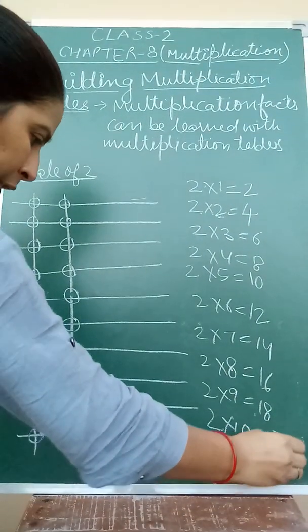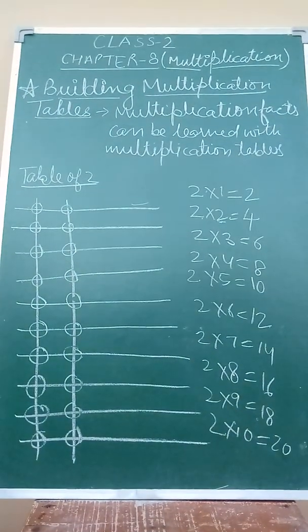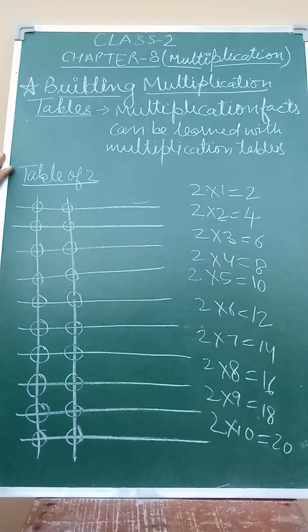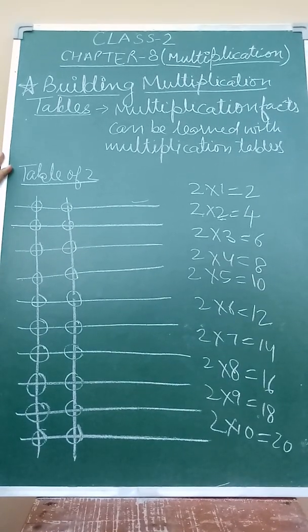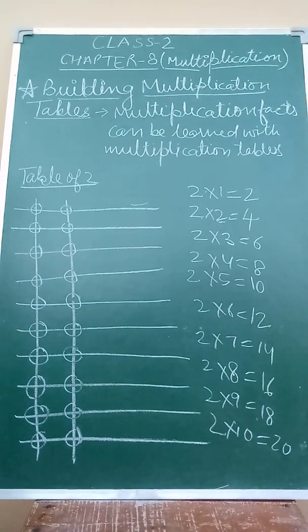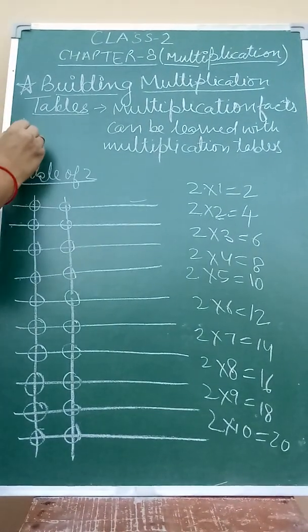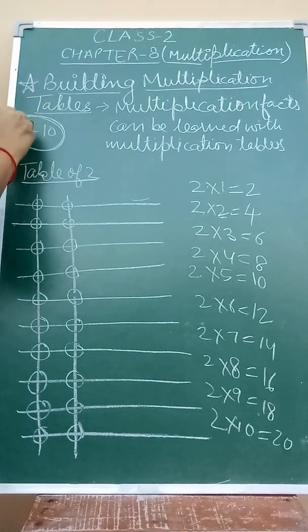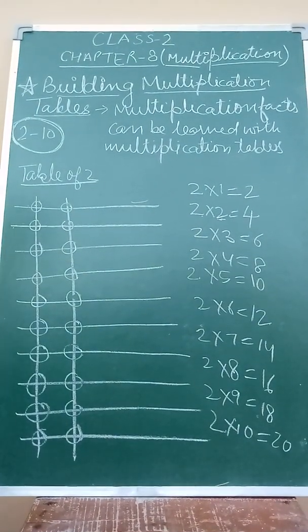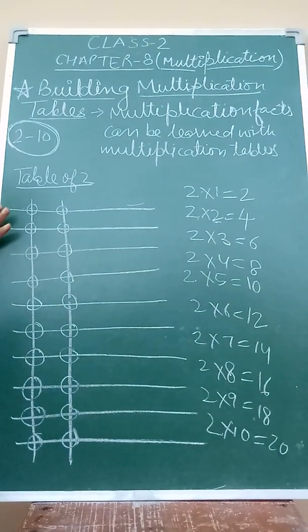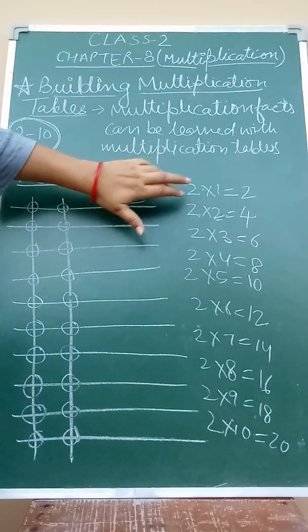So students, in this way you can build any table. This is the table of 2. You can also try this trick for other numbers and build the table for that number, like 3, 4, 5, 6. And in your syllabus, students, tables 2 to 10 you have to learn, because after learning it's very easy to multiply any 2 numbers. So this is the trick. First use the trick, build the table, and start learning.